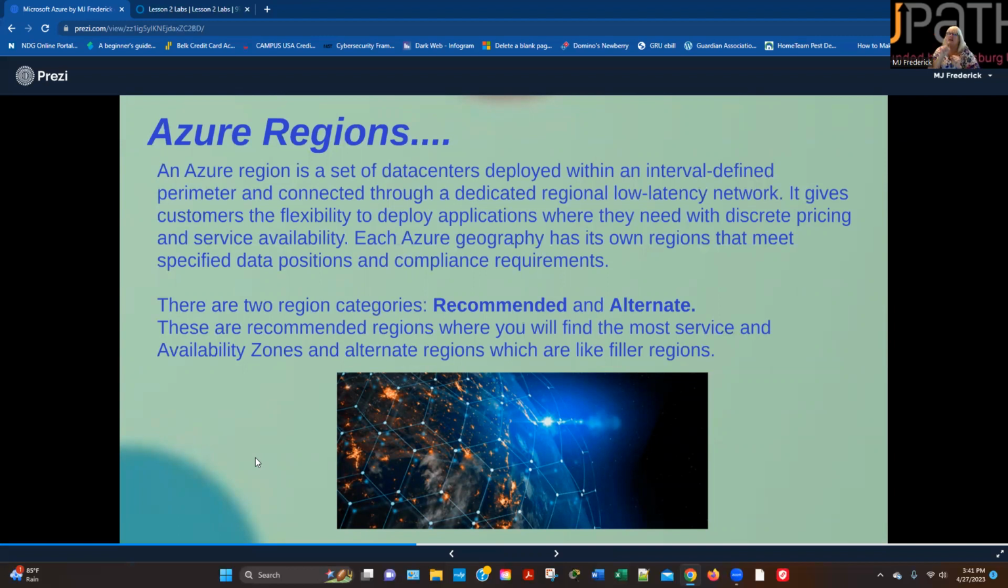Compliance is extremely important, and we're going to get to that when we get to security as well. So there are two categories of regions, recommended and alternate. The recommended regions are where you will find the most services and the availability zones. And the alternate regions are like the little fillers that are in between.